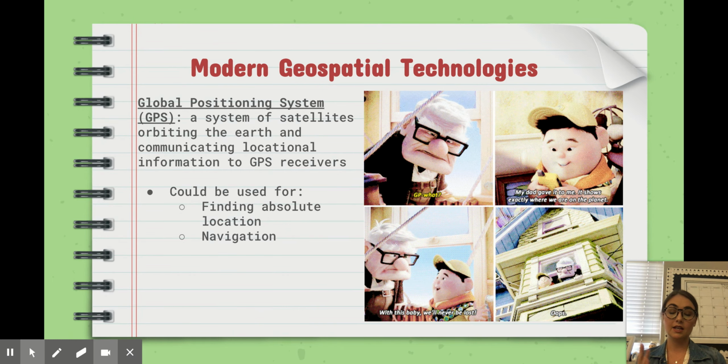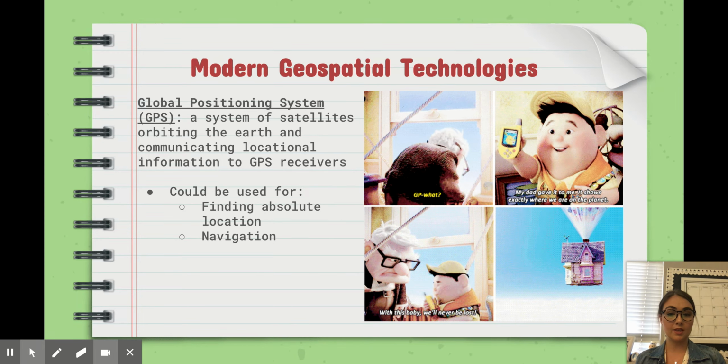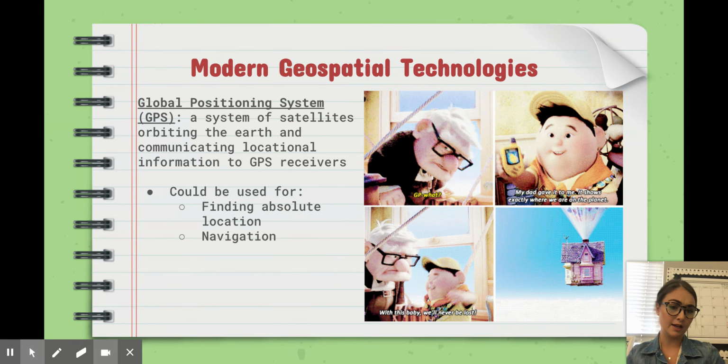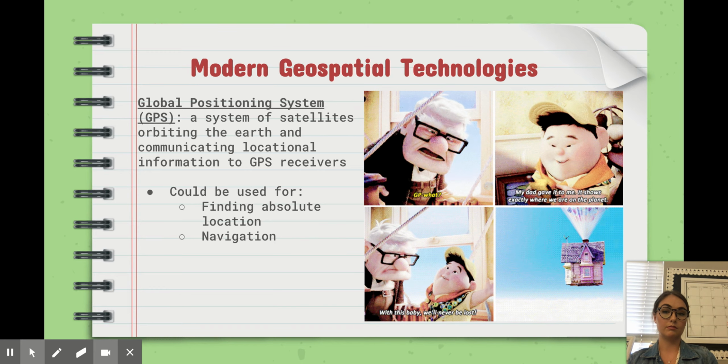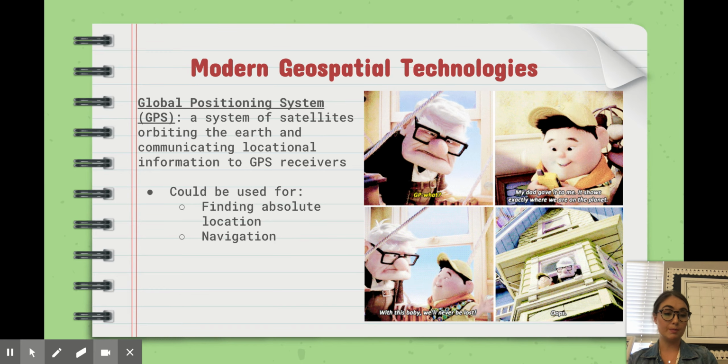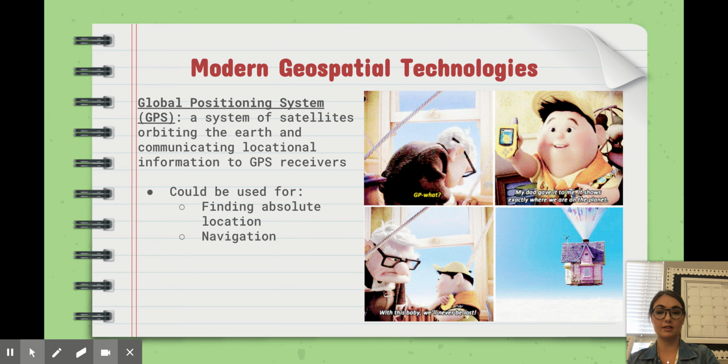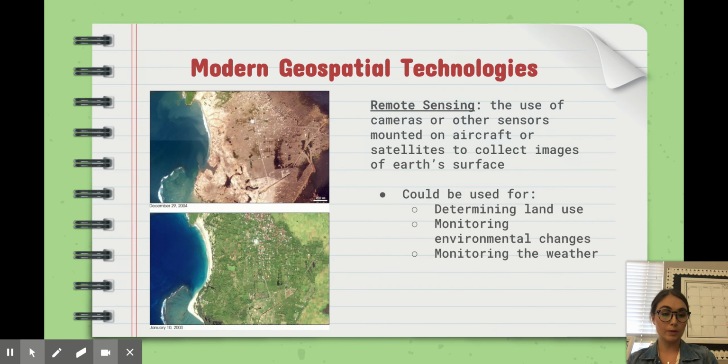It can tell us how to get somewhere, where something is. But we pretty much use that every day. So that's one modern geospatial technology that geographers use, GPS. The next one is called remote sensing.